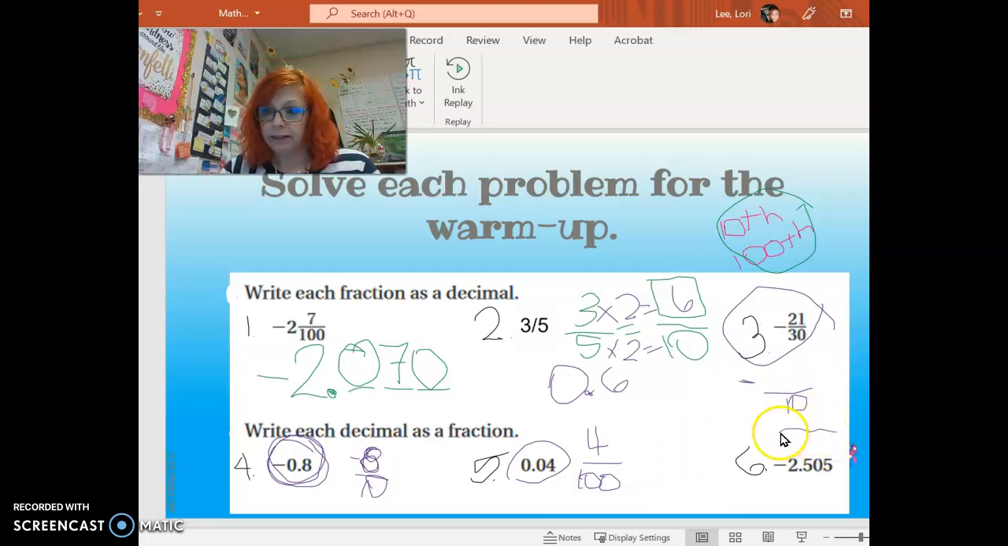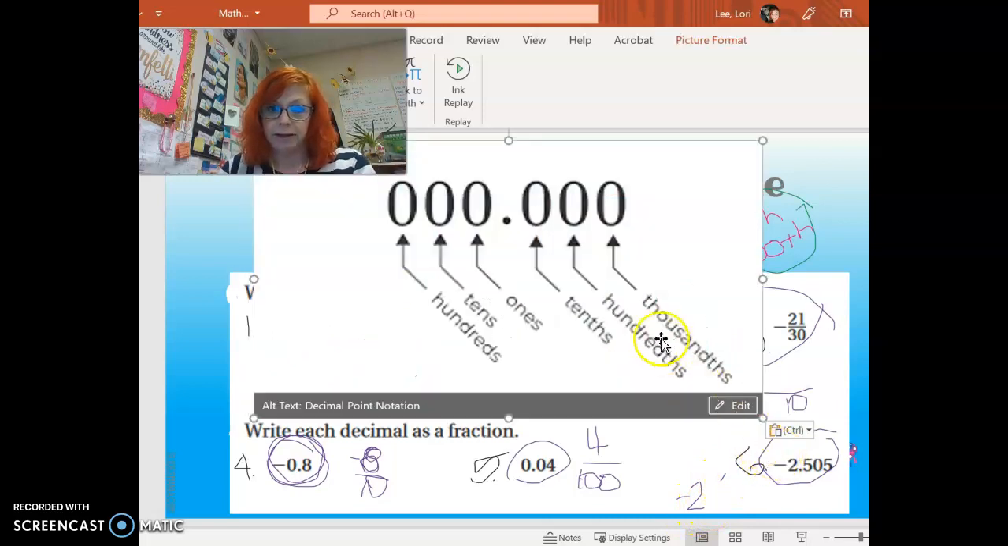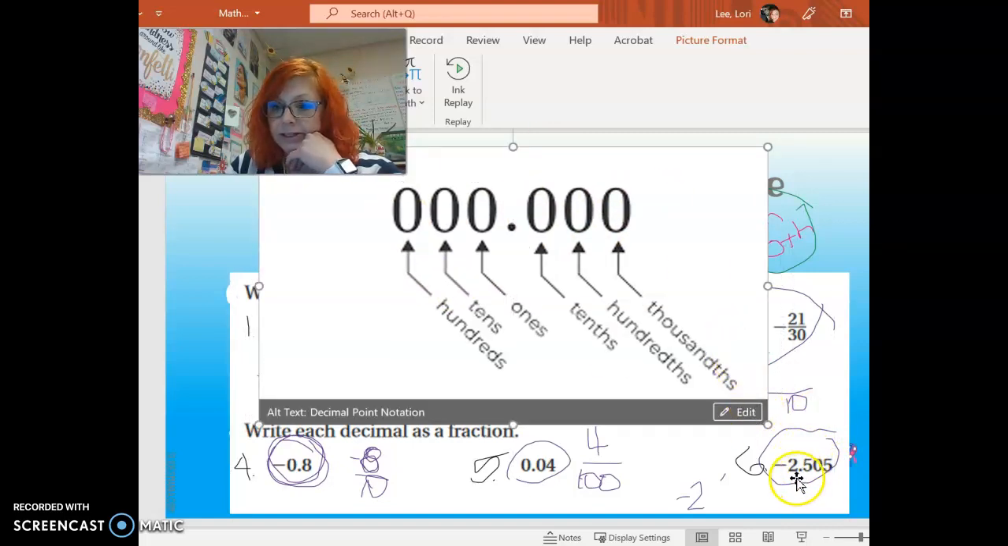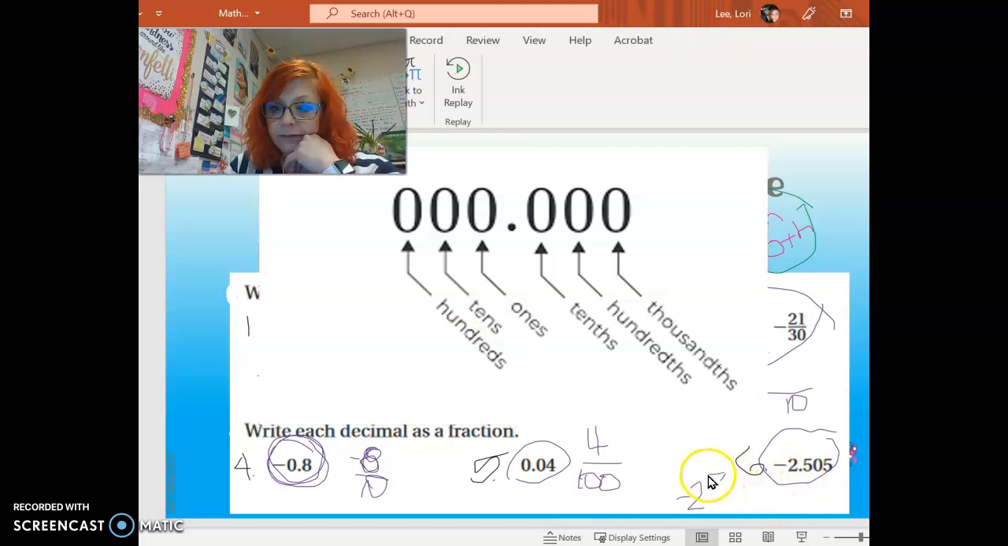Okay, and finally, this is probably our most challenging, but it's really not that hard. This is a -2 and what? Do you need the place value chart again? Look right there, we've got 3 digits on this side. So we would say that is -2 and 505 what? Thousandths. Very good.